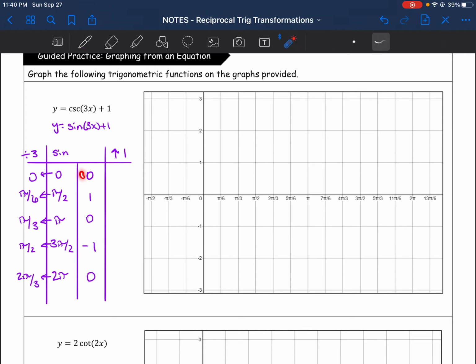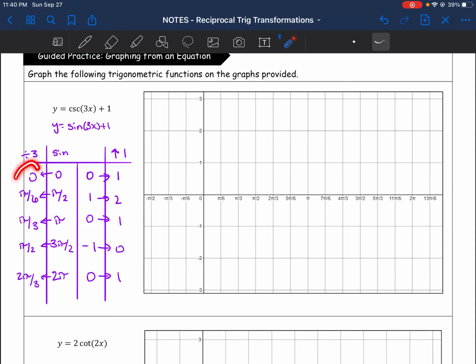Okay, now let's take all these function values and add 1 to them, shift them up 1. So if I shift 0 up 1, I go to 1. If I shift 1 up 1, I go to 2. If I shift 0 up 1, I go to 1. If I shift negative 1 up 1, that goes to 0. And if I shift 0 up 1, that goes to 1.